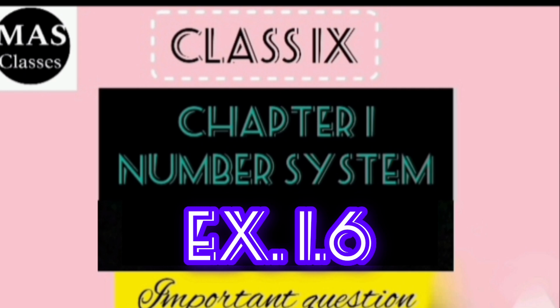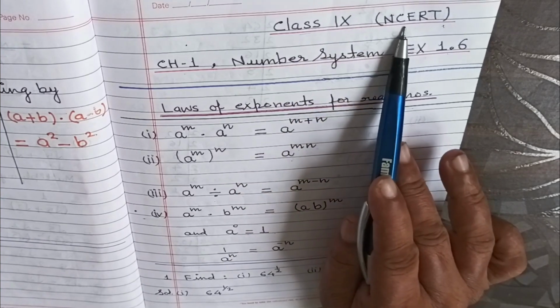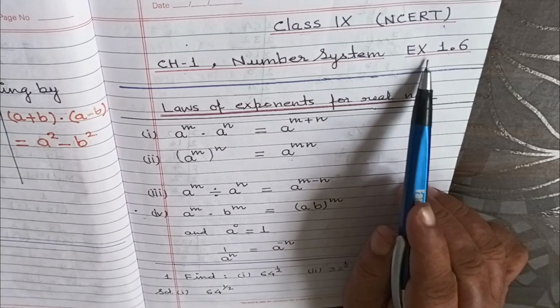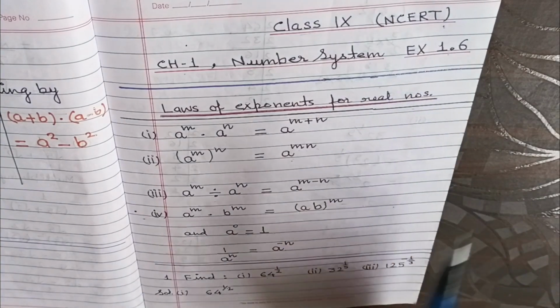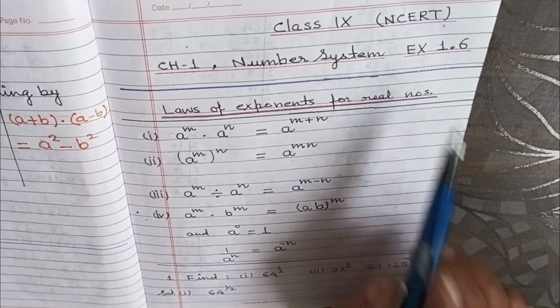Let's start. Class 9th NCERT chapter 1 number system exercise 1.6. Now, laws of exponents for real numbers.